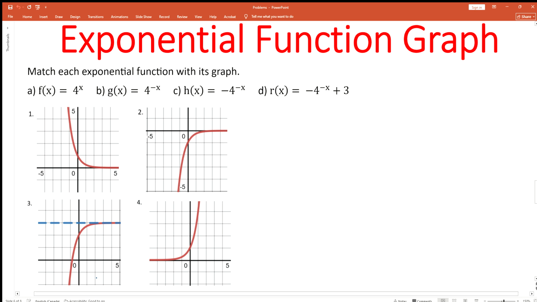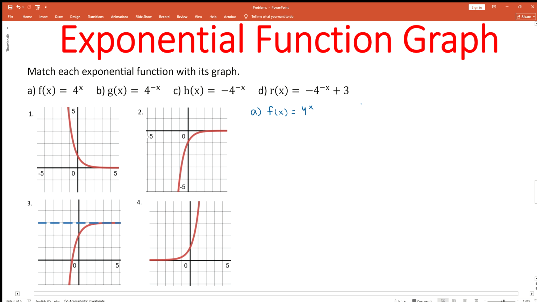Let's start by analyzing the given function equation in part A. f(x) equals 4 to the power x. As you can see, this is an exponential function because the input variable x is in the exponent on 4. 4 is the base of this exponential function. This function f(x) represents the parent function or base function for exponential functions with base 4 because in this function equation there are no constants that result in any kind of transformations.